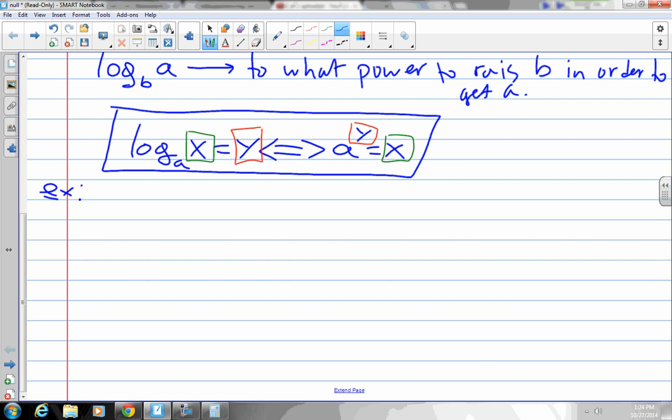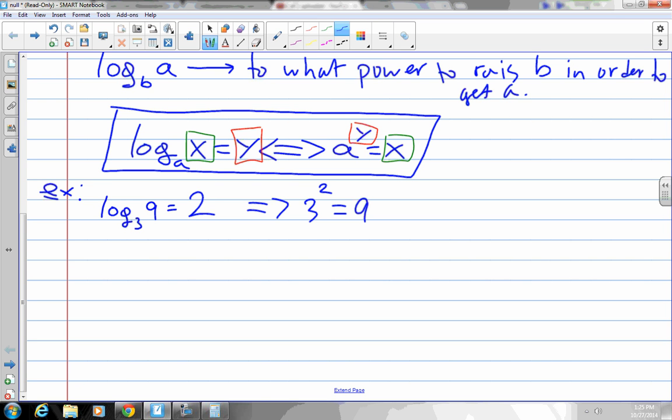So a few examples. I'll give you a few numerical ones, and we should be able to evaluate them. Log base 3 of 9. All I'm asking is, to what power to raise 3 to get 9? 2, right? The value of this logarithm is 2 because 3 squared equals 9. That's what logarithms tell us: to what power we need to raise the base to get the number on the inside.